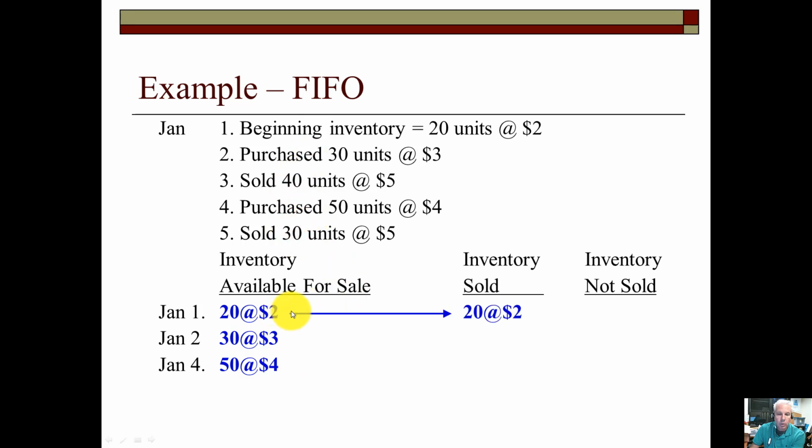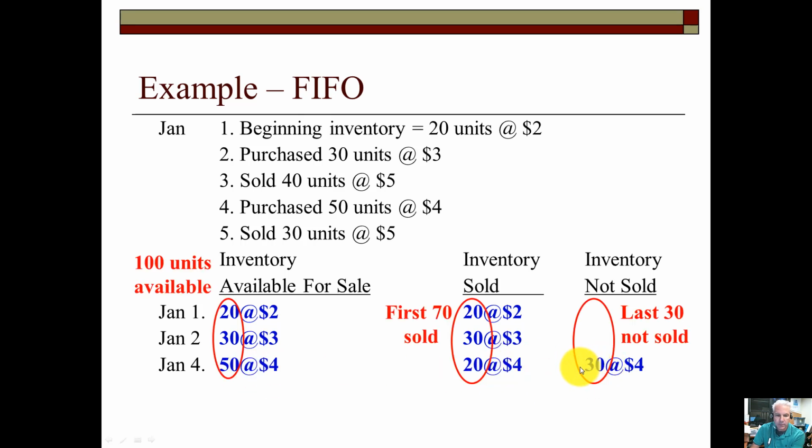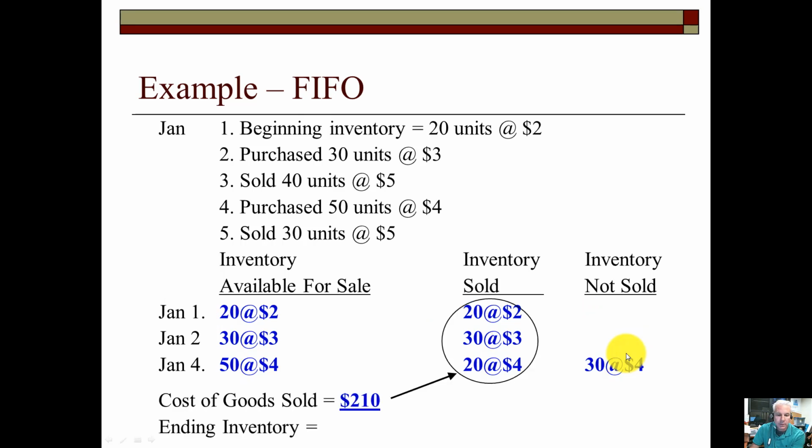So we're going to go ahead and cost those out. We're going to start at the top. First in, first out for the income statement. Inventory sold is the income statement effect. 30, and 20 would come out of the January 4th layer, which would mean the other 30 would be unsold and go on the balance sheet. So the first 70 sold means the last 30 not sold will end up on the balance sheet. Our cost of goods sold, if you foot this across, 20 times 2 plus 30 times 3 plus 20 times 4 is 210. And then our inventory that's unsold will be 120.